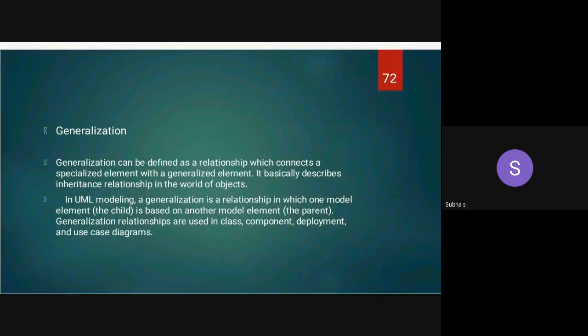Generalization is applicable not only in the use case diagram but can be evaluated in the class, component, and deployment diagrams. Mainly it refers to the use case, but in addition class, component, and deployment can be used. The simple thing is a relationship in which one element is based on another element. So these are the points: association, include, extend, and generalization.